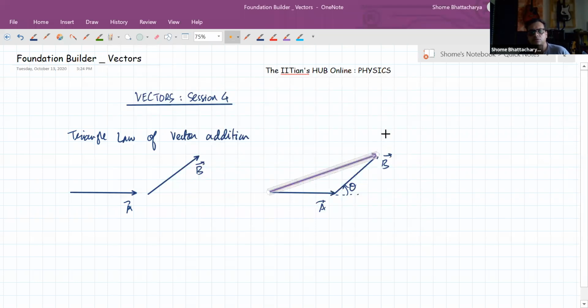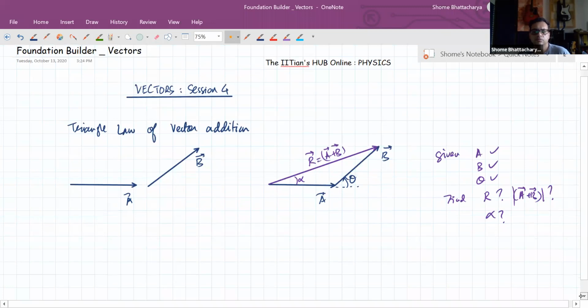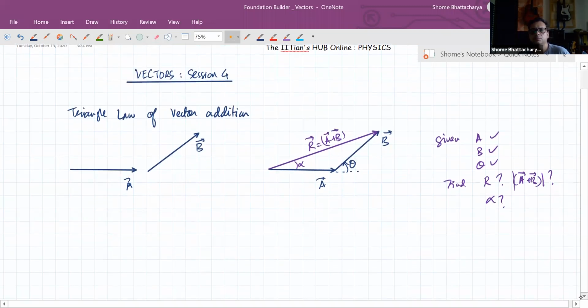So this side becomes what is called the resultant sum A plus B, and we can denote this angle as alpha. Given the magnitude of vector A, the magnitude of vector B and theta, we can find out the magnitude of the resultant, the magnitude of vector A plus B, and we can find out alpha. That we already know. Now today we will discuss the situation where the angle between the two vectors becomes an obtuse angle.